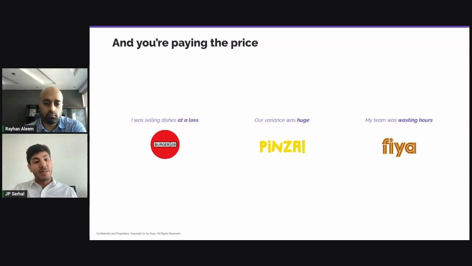Pinza, which is a really famous restaurant on delivery aggregators, saw that their variance was huge. Why? Because they weren't able to track it regularly. They would see a discrepancy after a month. Why? Because again, keeping track of all of that data and doing the reports is very time consuming when you're doing it manually. And so that means that you see the issue when it's way too late, and you address it when it's way too late and the loss has already occurred. And that's a huge issue.